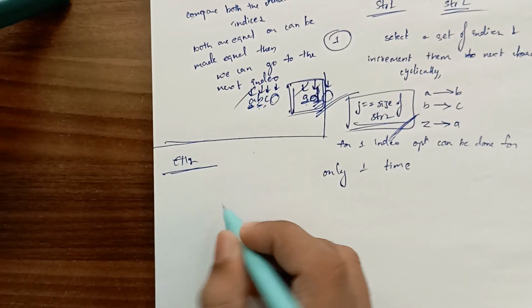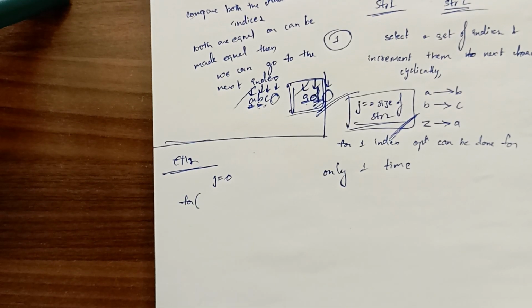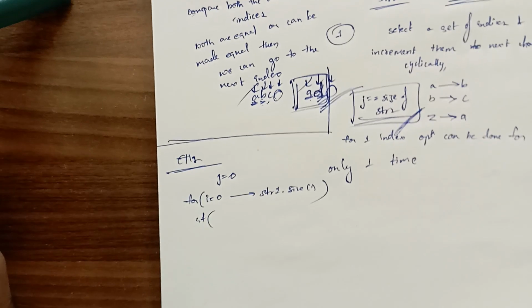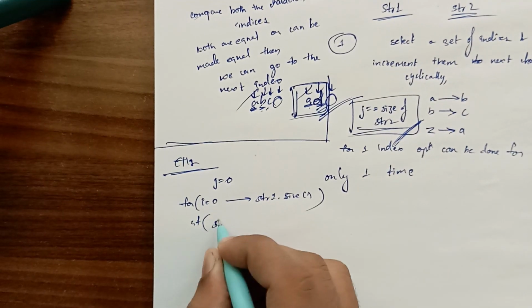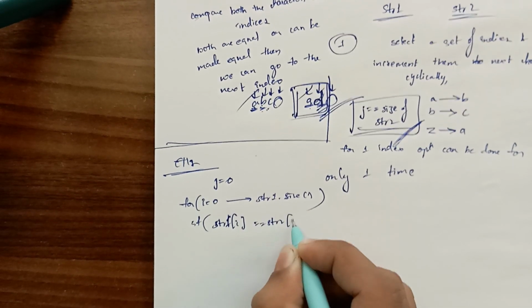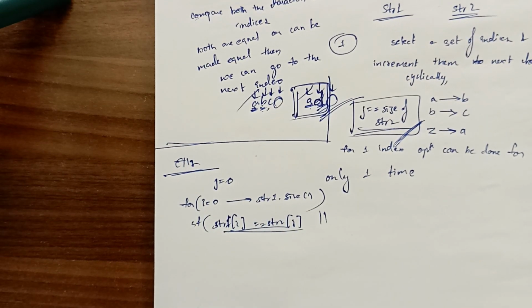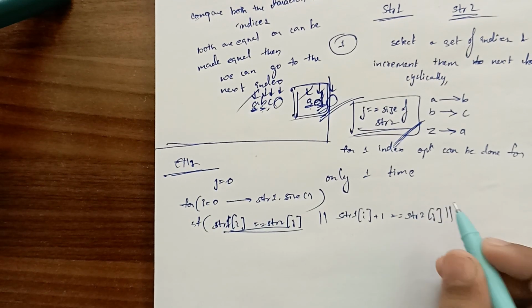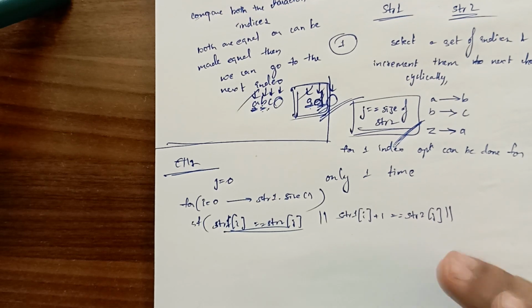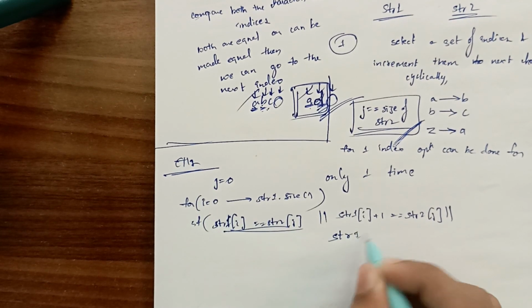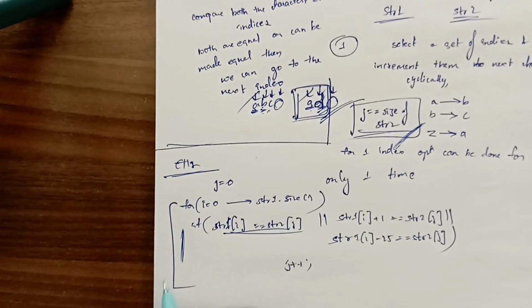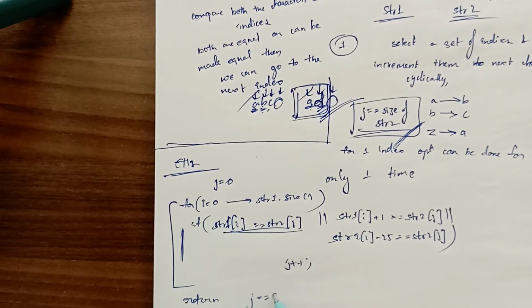So the algorithm will be: J is equal to 0, and we will have a for loop from I is equal to 0 to string 1 dot size. If we can make, by cyclic increments, string 1 of I equal to string 2 of J, if they both are equal, or we can make them equal, or if string 1 of I plus 1 is equal to string 2 of J. Or, as they said, for Z, A will be the cyclic one. That means A will be the next increment for Z. So we'll be checking that too: string 1 of I minus 25 is equal to string 2 of J. If so, we will be incrementing J. This is the condition, and we will be returning if J is equal to string 2 dot size.